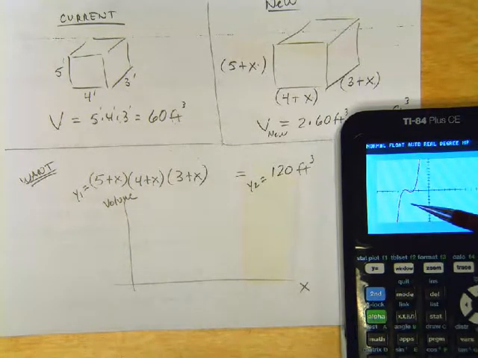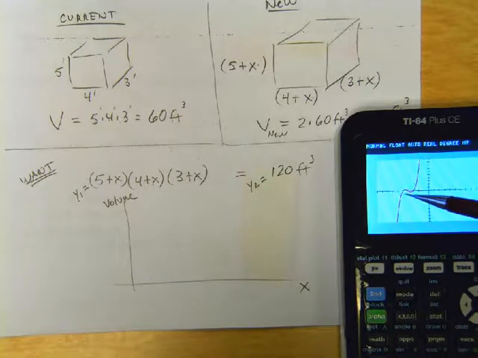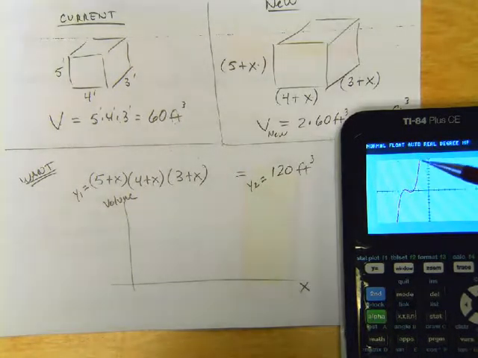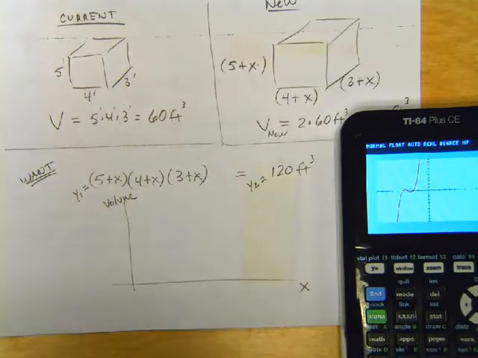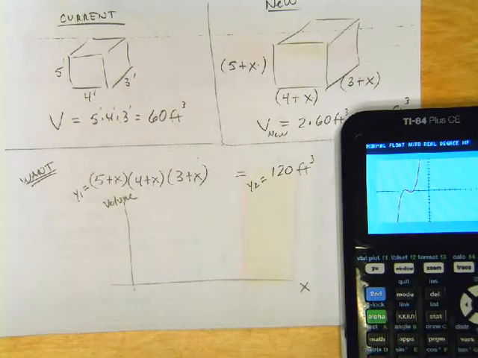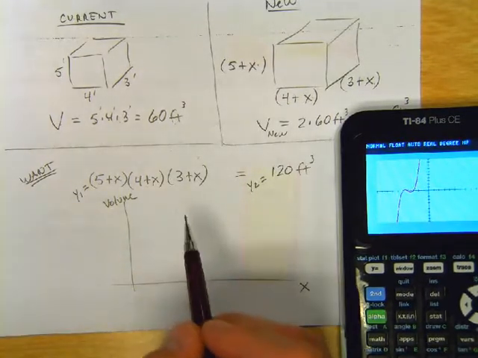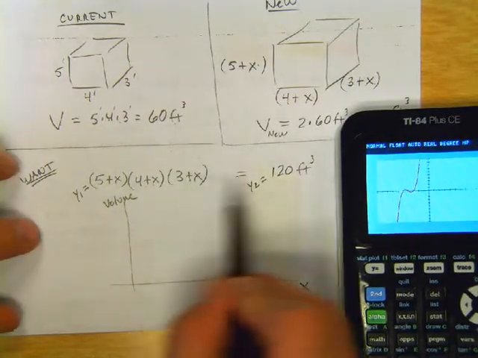So I'm seeing that this part of the polynomial is going upwards. It must cross the x-axis somewhere much higher than what we're seeing on the screen. So we need to adjust this window. And we can look for clues in this equation on what we have to adjust the window to.